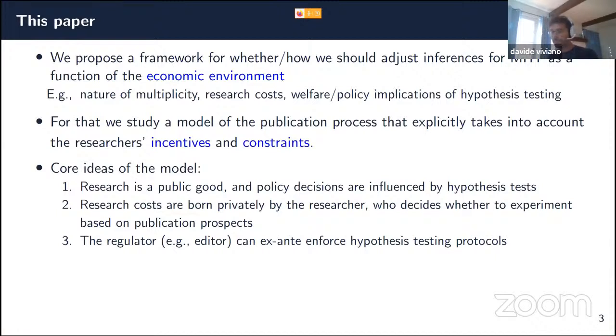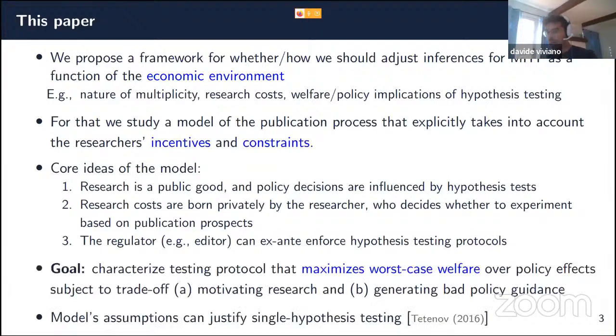Now, while research is a public good, on the other hand, research costs are borne privately, which means that each researcher can decide whether to run an experiment and write a paper in the first place based on their own incentives. And their own incentive depends on the publication prospect with respect to that paper. Now, there exists a regulator. We can think about the editor or editorial standards, which can enforce ex ante, that is, before the paper is submitted and the experiment is run, certain hypothesis testing protocol, such as adjusting inference in a certain way.